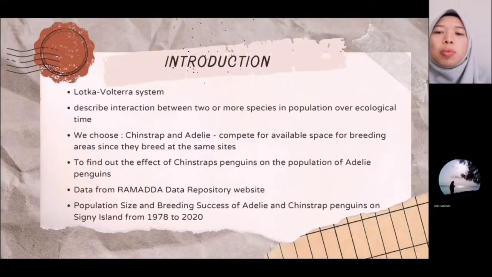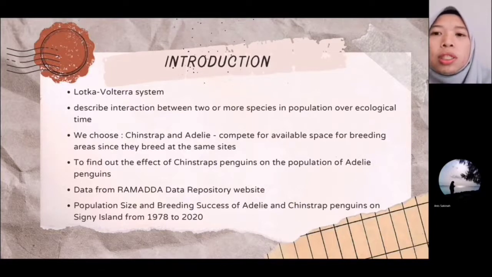Our project is about modeling population of Adelie and Chinstrap penguin on Signy Island. So we use Lotka-Volterra model. The Lotka-Volterra model is usually used to describe the interaction between two or more species in the population over ecological time. For this project, we decided to model a Lotka-Volterra system, which to be specific, the Lotka-Volterra competition model. We choose Chinstrap and Adelie penguin as the two competitive species.